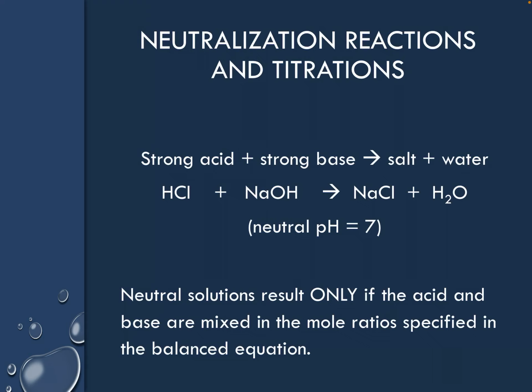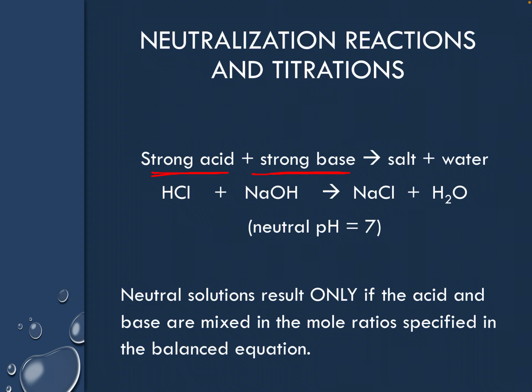So we've learned about neutralization reactions before, and this is when an acid reacts with a base to produce salt and water. But now we've learned about different types of acids and different types of bases. We know that there are strong acids and weak acids, and strong bases and weak bases. So a neutralization reaction is only going to occur between a strong acid and a strong base. That will give us a solution with a neutral pH of 7 at the end.